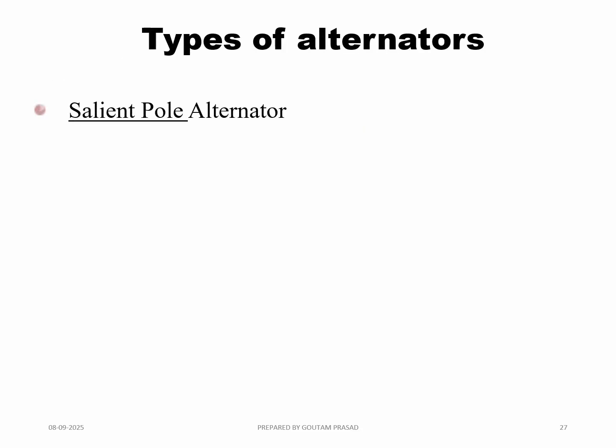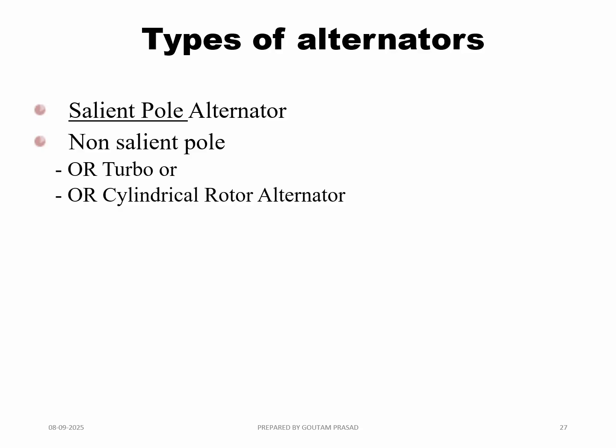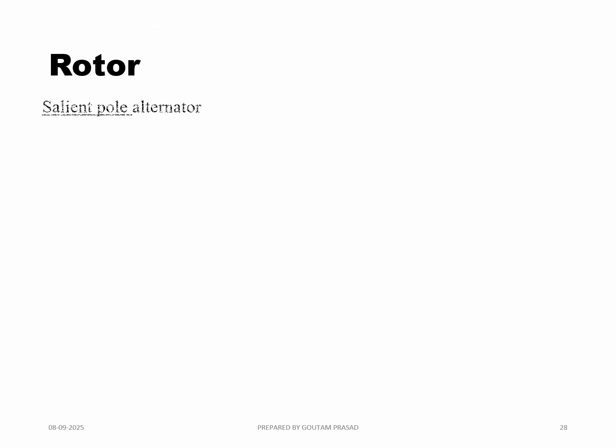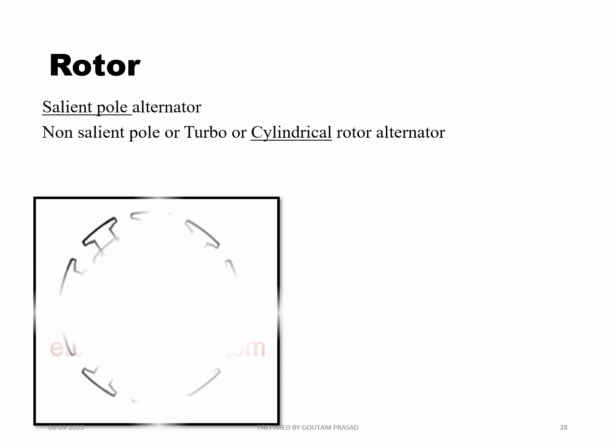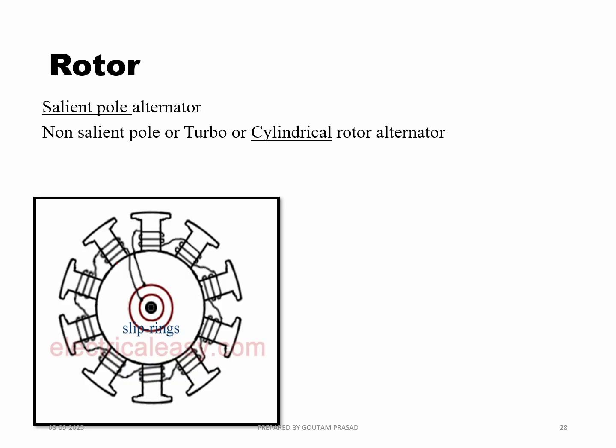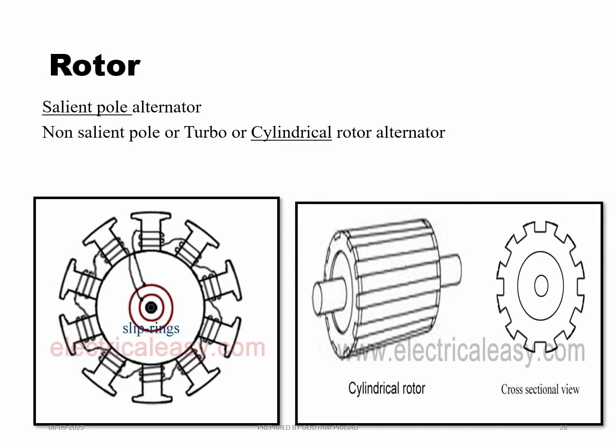Now, let's discuss the types of alternators. So, we have the salient pole alternator and the non-salient pole alternator, or turbo alternator, which is also called the cylindrical rotor alternator. So the rotors, if you look at, are of two types, salient pole type and non-salient pole type, or turbo or cylindrical rotor alternators. These two types of rotor have been shown here.